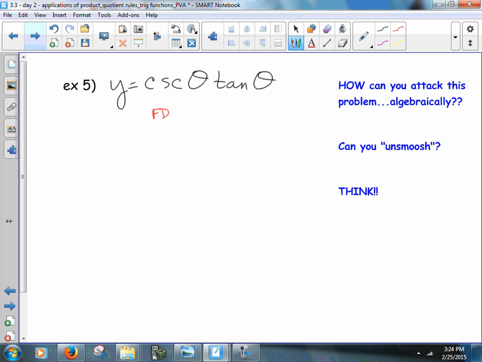Cosecant times tangent. Product rule. I don't like this new stuff. Because, it's okay. I've got 2 functions. Or, can I just rewrite it?